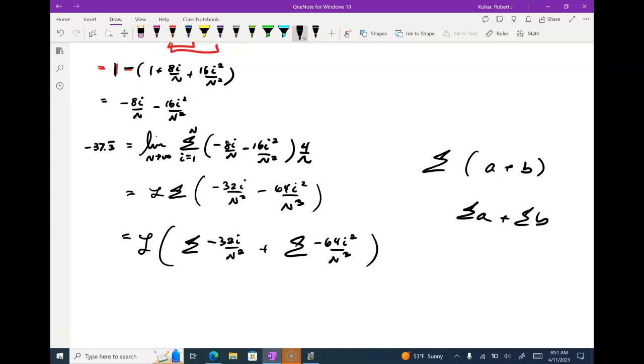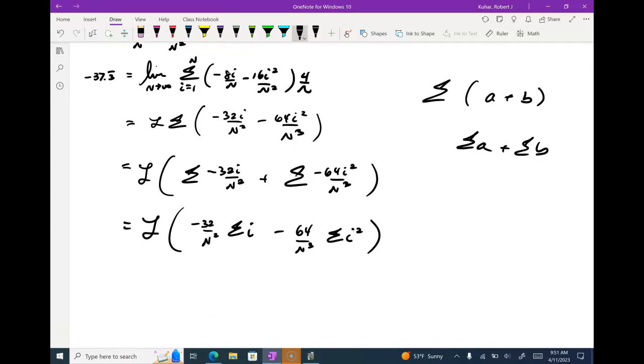I know my sum is dependent upon the variable i, so everything else can be factored out of the sum. So I'm looking at the limit of negative 32 over n squared times the sum of i, minus 64 over n cubed times the sum of i squared. The only thing the sum is dependent upon is the variable i. Everything else can be treated like you're factoring out of the sum.